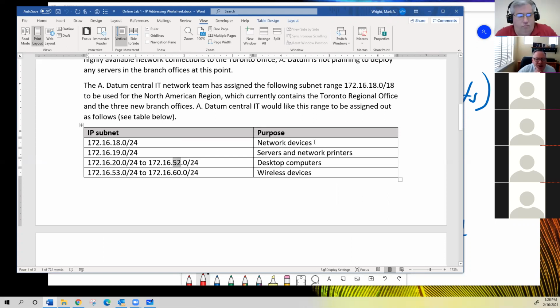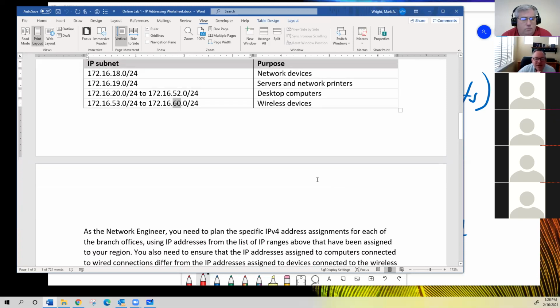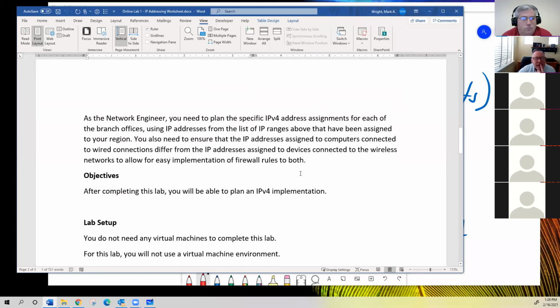So it says network devices in that 18 net, servers, printers, okay, in the 19 net, desktop computers anywhere between 20 net and the 52 net, and then wireless devices between the 53 net and the 60. It's like a range here. You can put them in. Okay, so they've given us these things, and they say, here's your ranges of IP addresses. And then they're saying, well, how are you going to set it up?